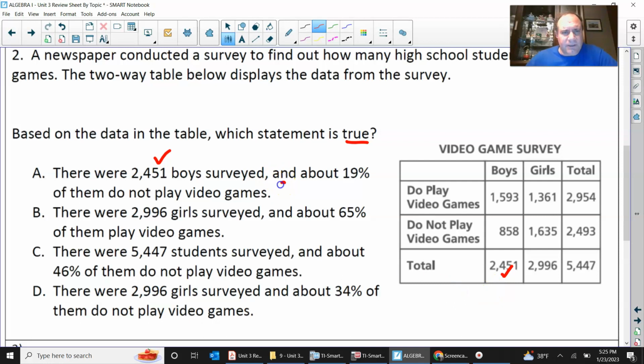So right there, if you put 858 divided by 2,451, that's about 35%. And that is false. This is out. There were 2,996 girls surveyed. About 65% of them play video games.